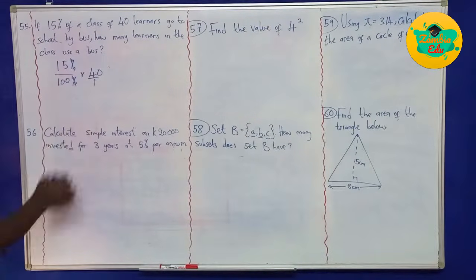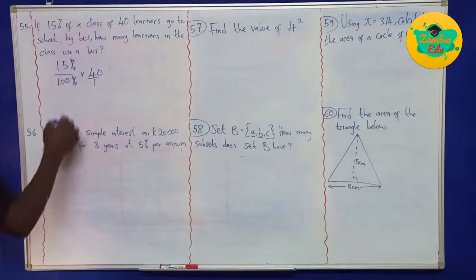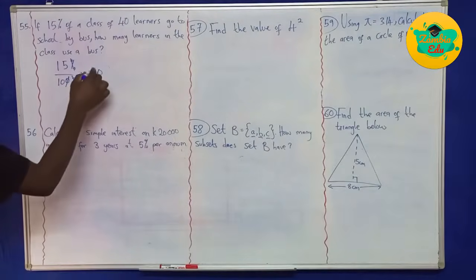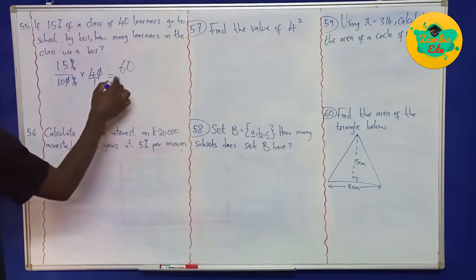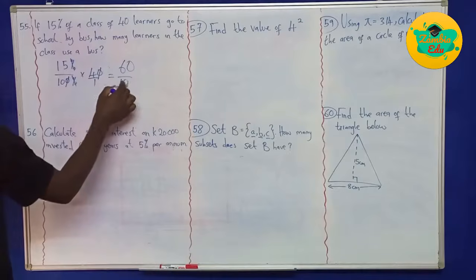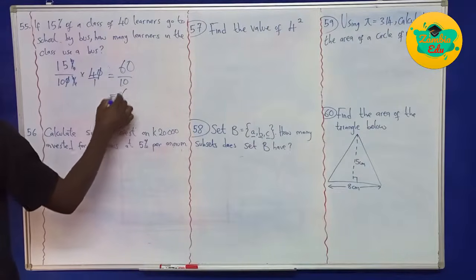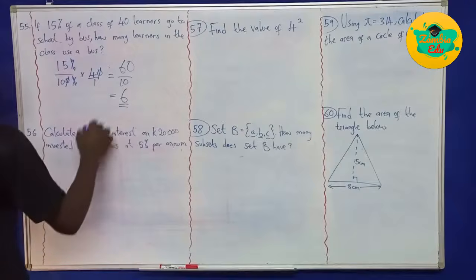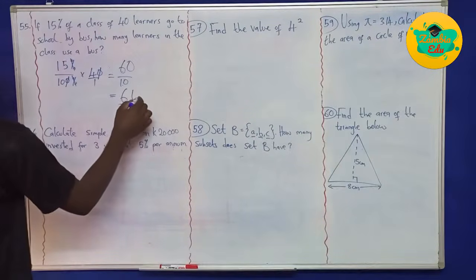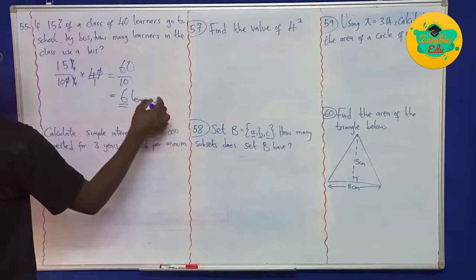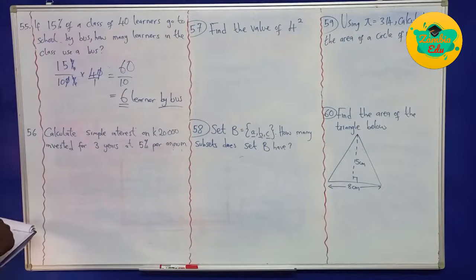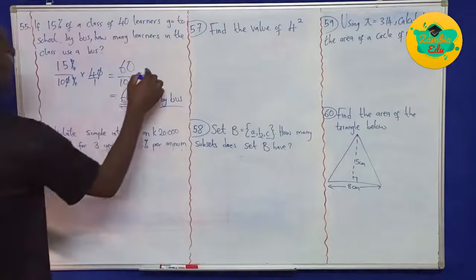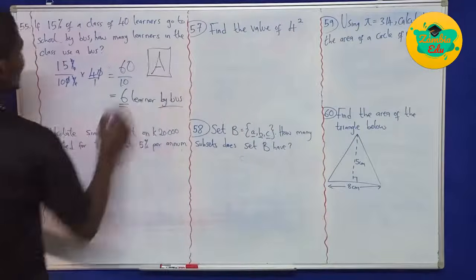So percentage and percentage cancel each other there, and the 0 cancels that 0. 15 times 4 gives us 60 over 10 times 1, which is 10. So 10 into 60 is 6. So this 6 represents the number of learners who come to school by bus. And this answer 6 was represented by option A. So for 55, the answer was A.